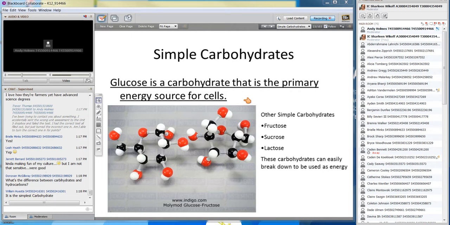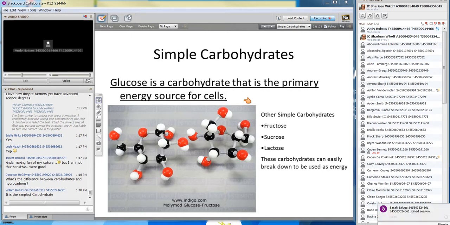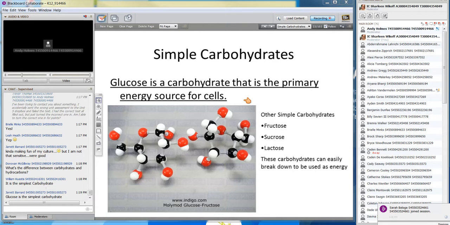So what's the difference? So I see a question there. It's a good question. What's the difference between carbohydrates and hydrocarbons? Hydrocarbons don't have oxygen in them, and it is the most simple carbohydrate. So good question, though.